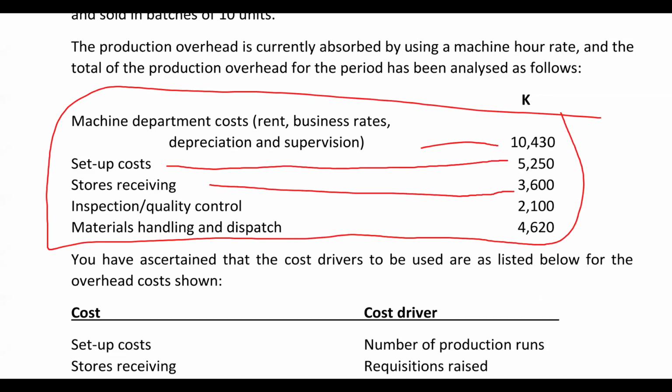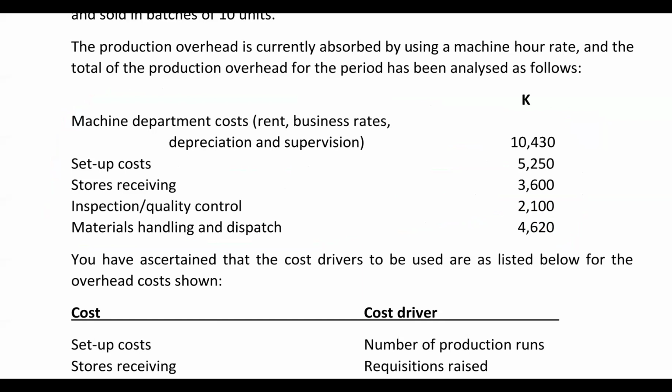And 3,600 for stores receiving and material handling, giving us the total overhead cost. Now, this is the overhead cost that has not yet been allocated to specific products. They're just overheads. But we have to make sure that we reallocate them to the specific products, product A, B, C, and D. So now, what basis are we going to use to allocate these overheads?